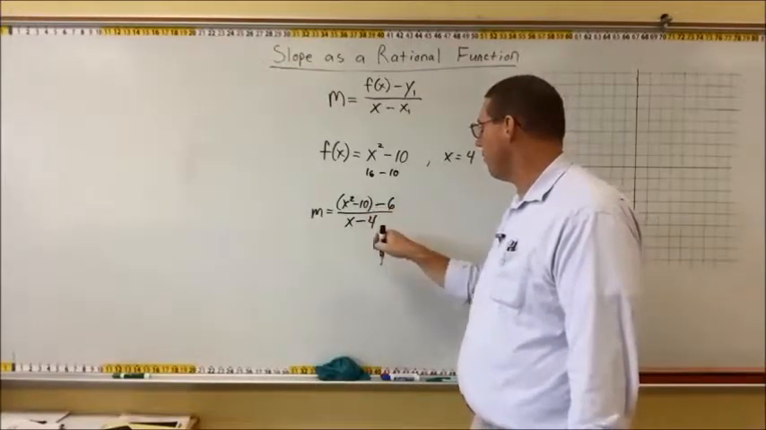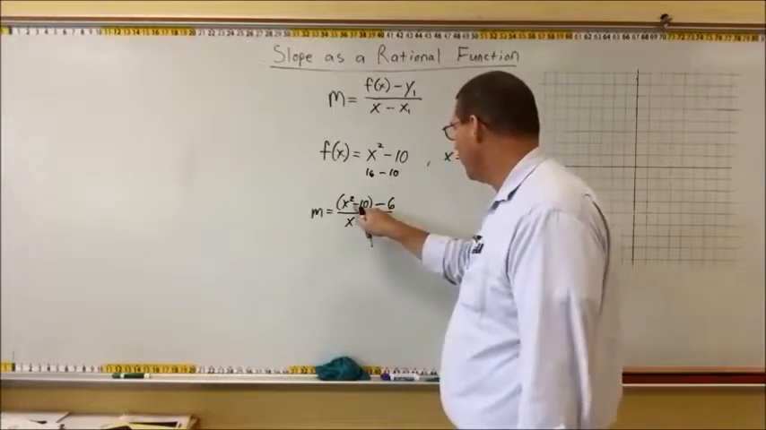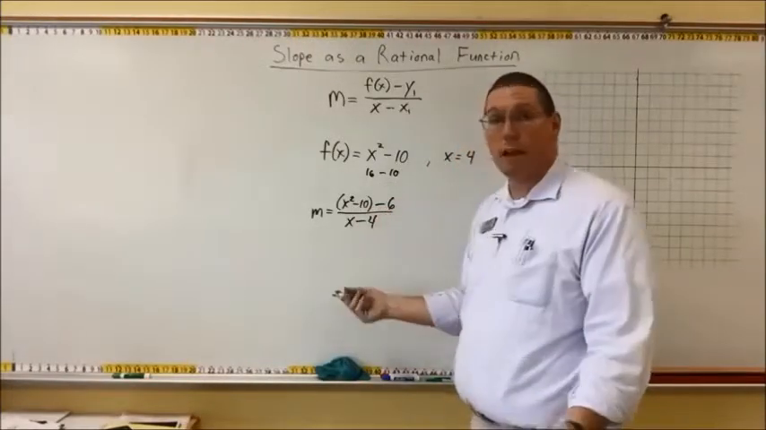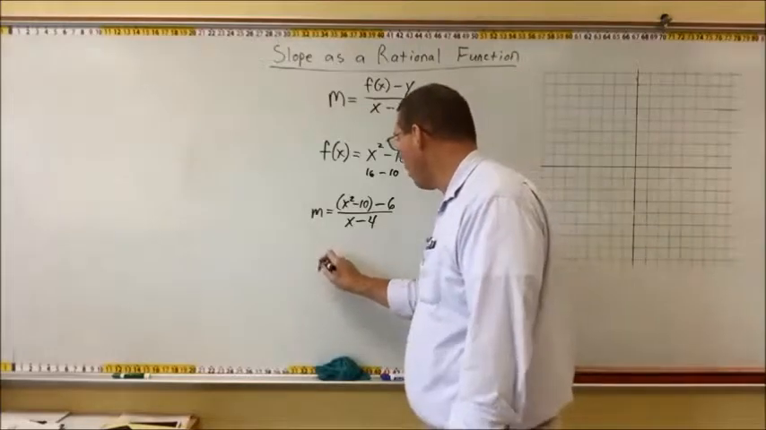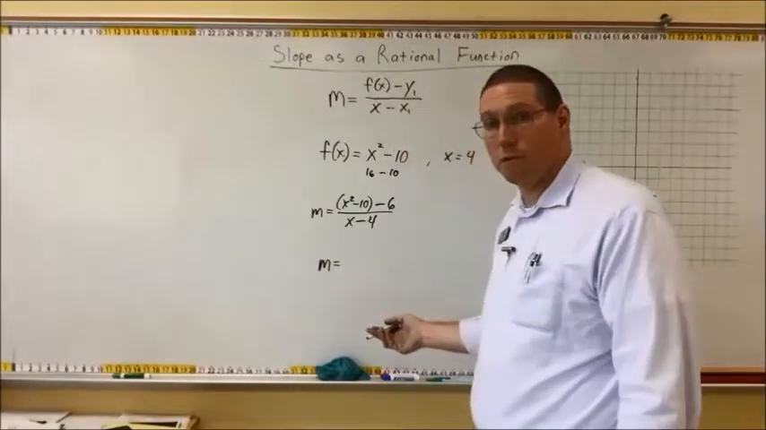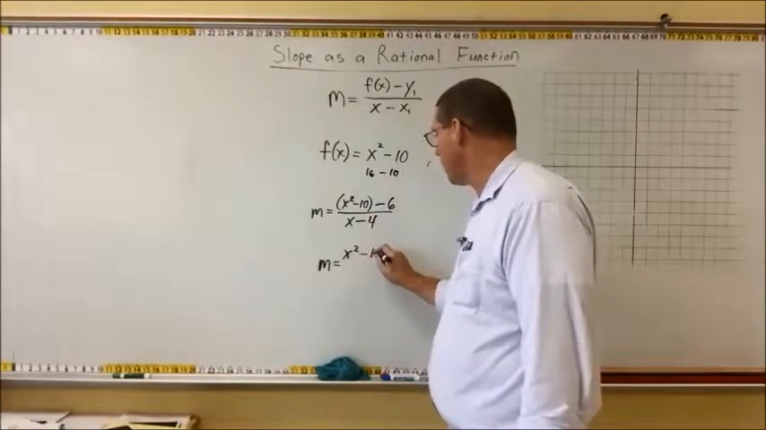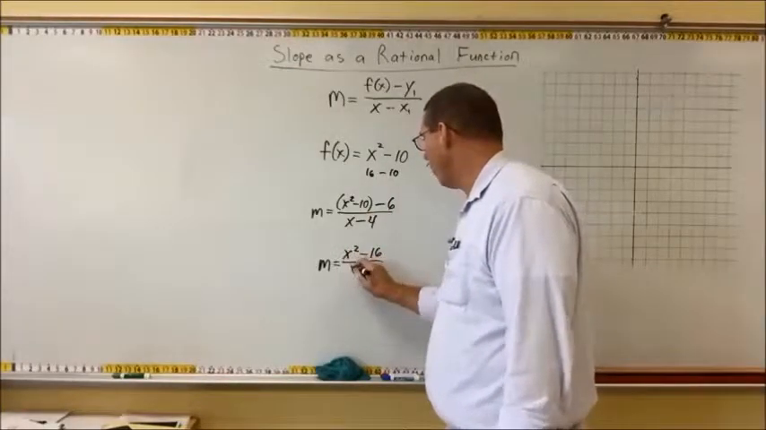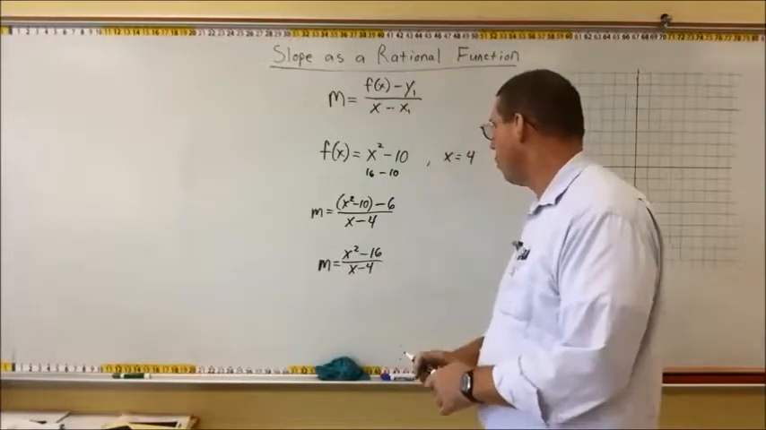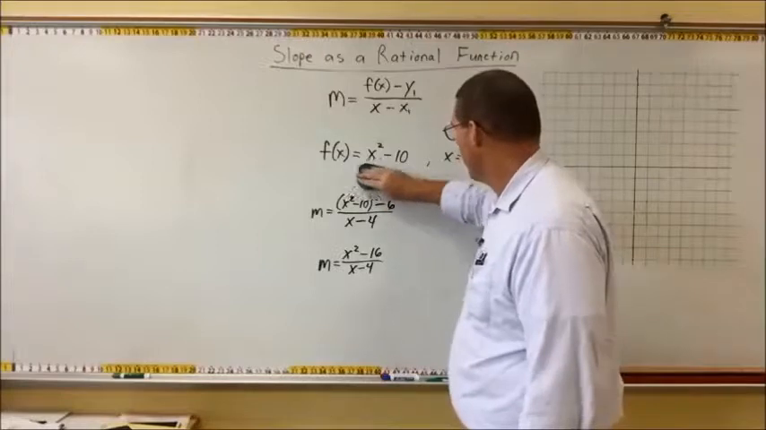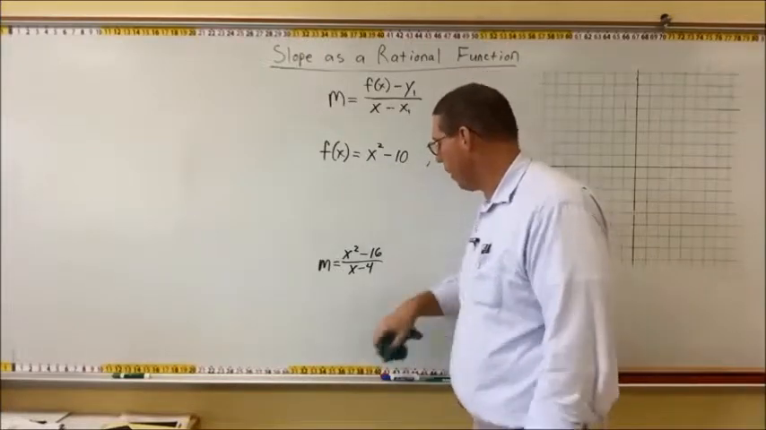And then we have to simplify this, right? So we've got negative 10 minus 6. We can combine those. Negative 10 minus 6 is negative 16. So now slope as a rational function in this case is x squared minus 16 over x minus 4. Okay? And so now I'm going to get rid of this, and I'm going to get rid of this because we already simplified it.